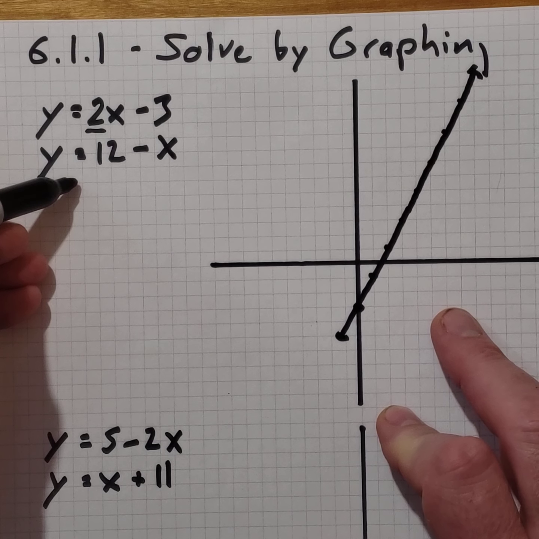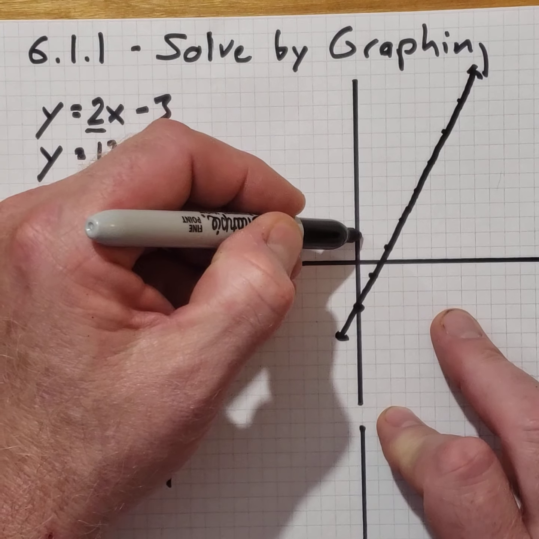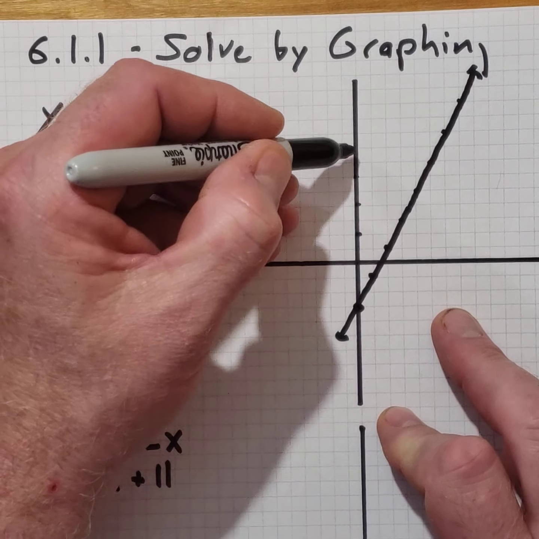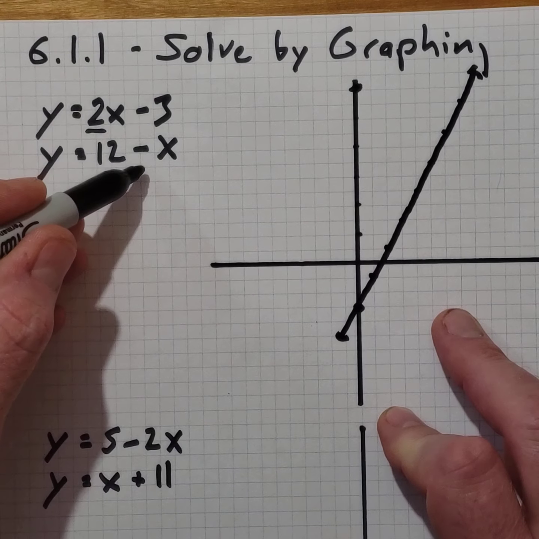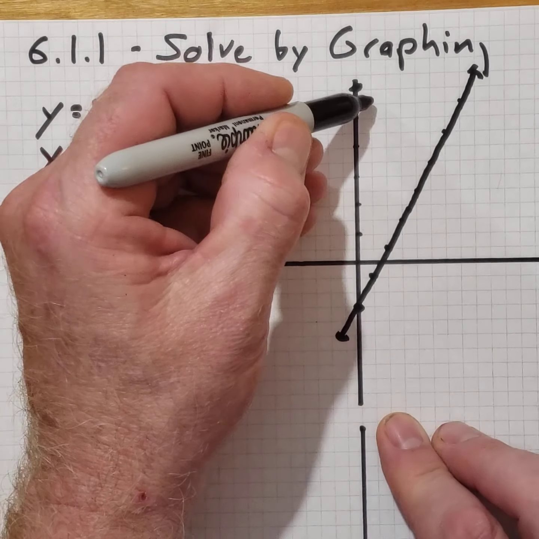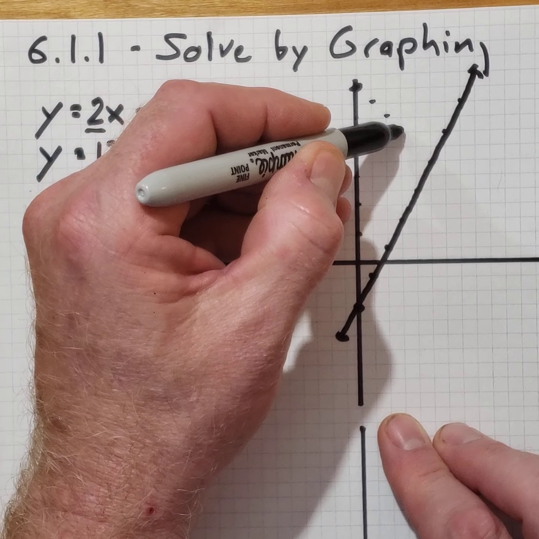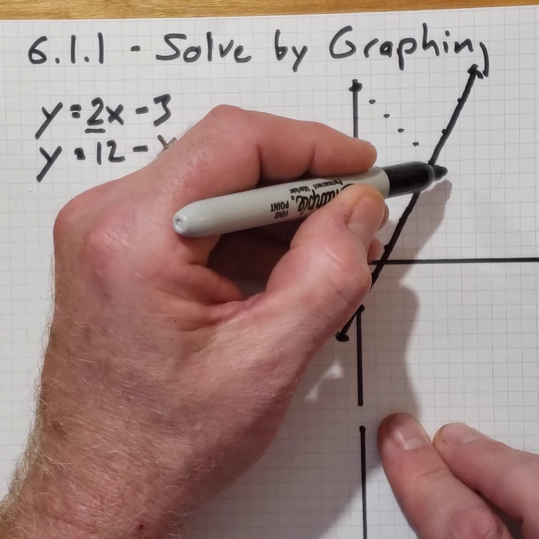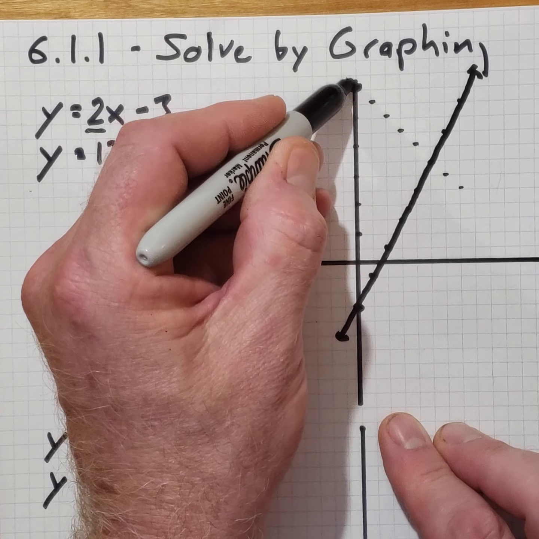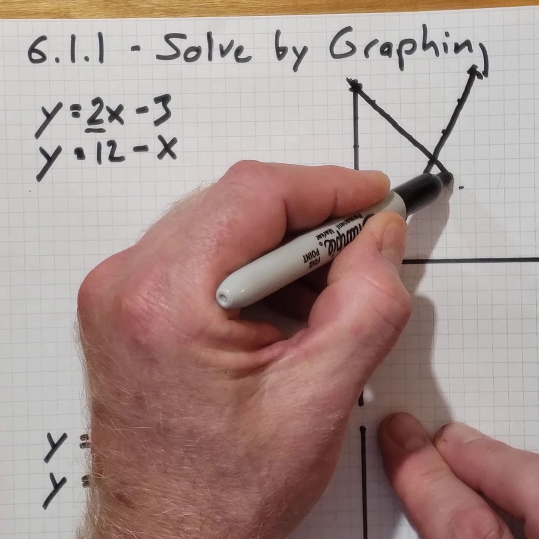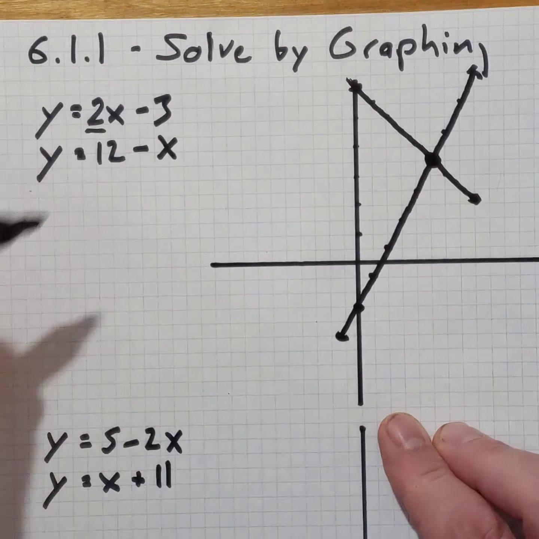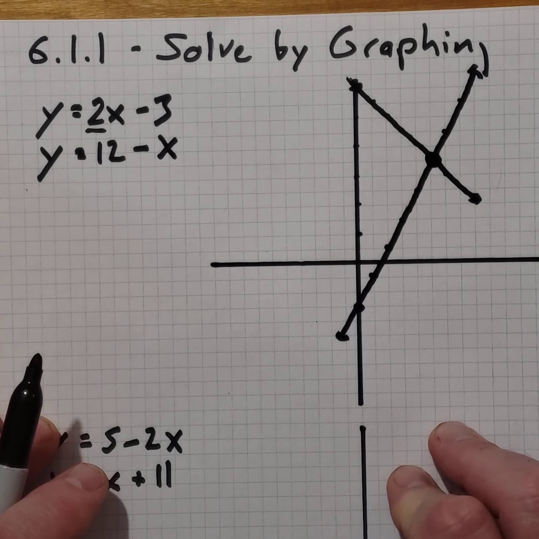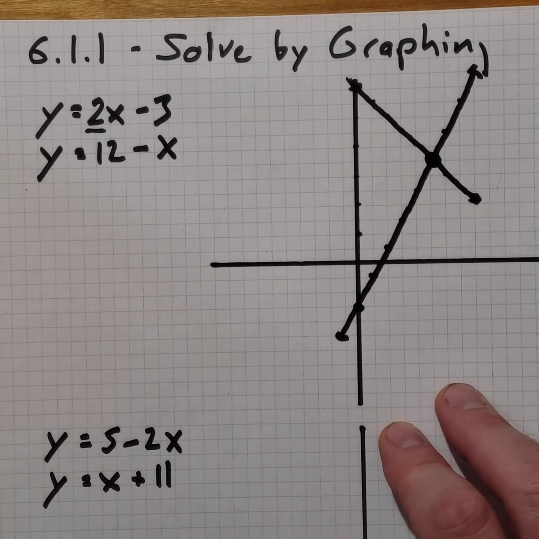Then we look at the other one, 12 minus x. That's going to start with a y-coordinate of 12: 2, 4, 6, 8, 10, 12. And it's got a slope of negative 1, so it's going to decrease by 1 every time we go over 1. So we've got a line that goes through those points. And the one point that is on both of these lines, where the lines intersect, is the solution to our system.